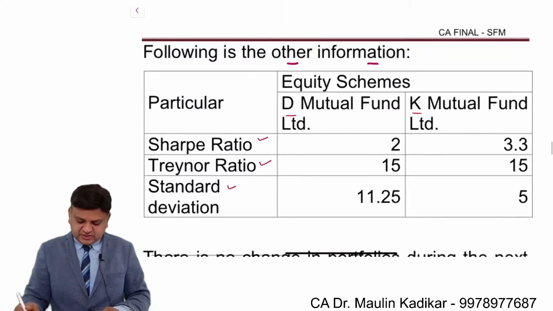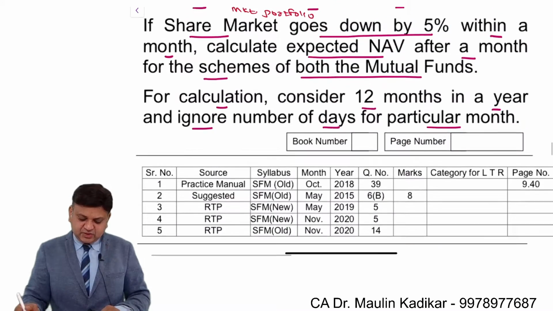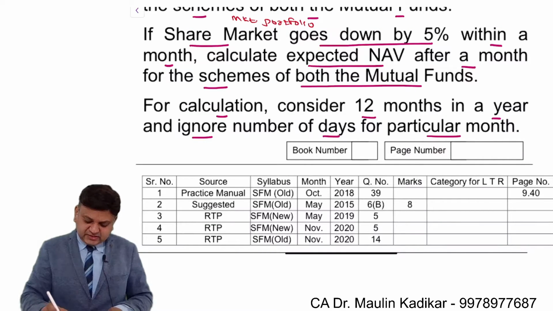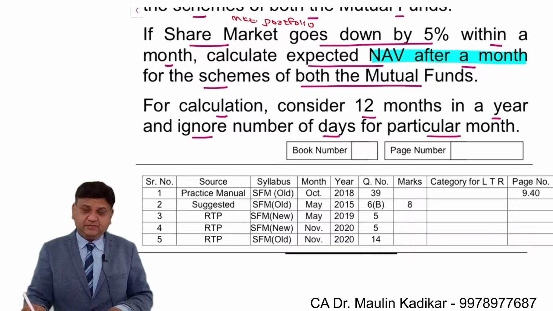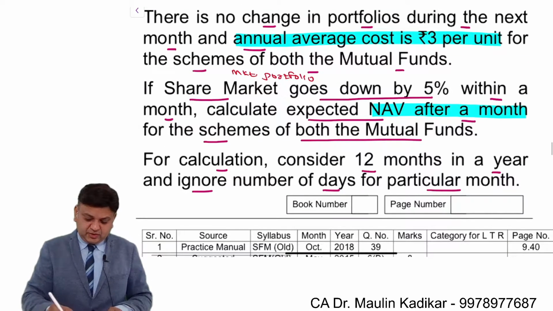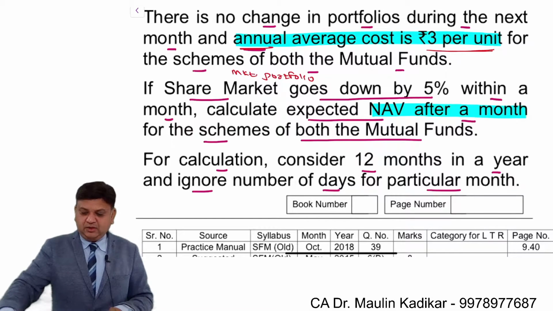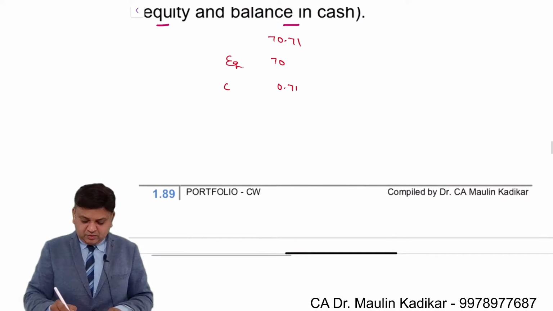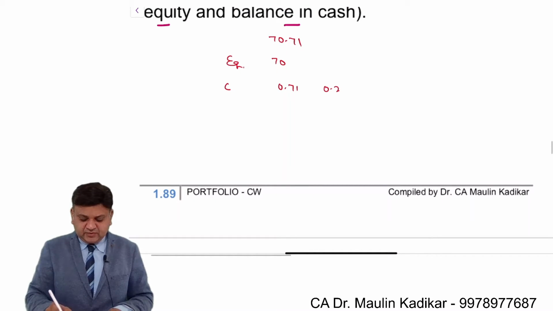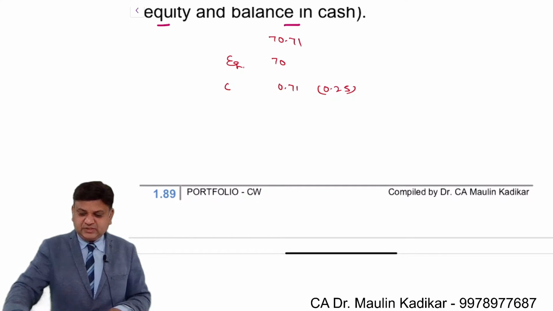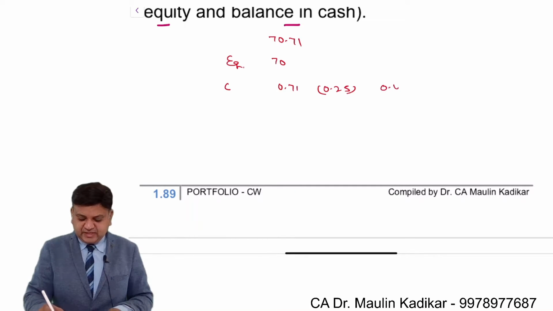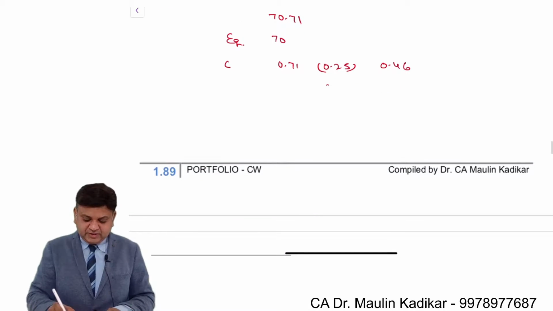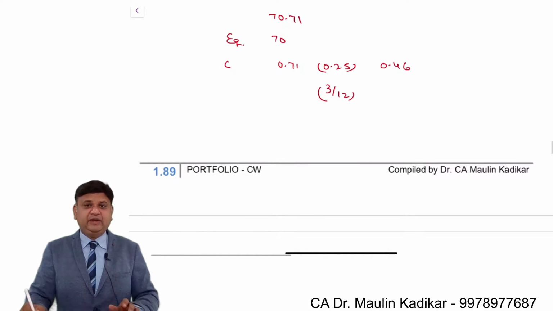Now the question requires us to compute the net asset value after a month. It has been provided that 3 rupees is the cost per unit on an annual basis. So use a calculator, 3 divided by 12, it comes to 25 paise. So from 71 paise, we'll deduct 25 paise, and this is the closing cash balance at the end of the month. 3 rupees is for the entire year, so for 1 month it will be 25 paise.